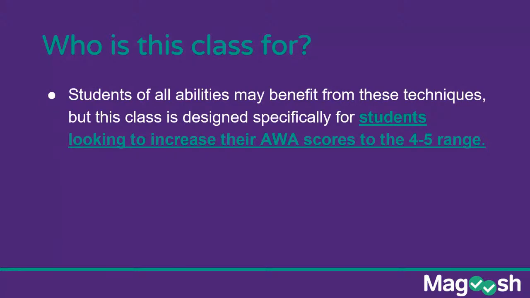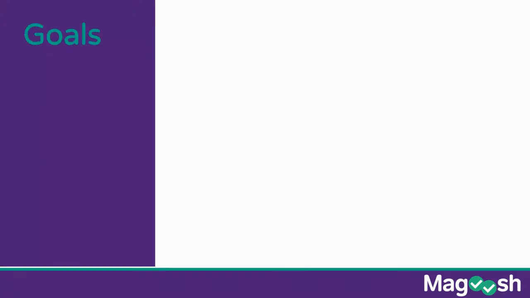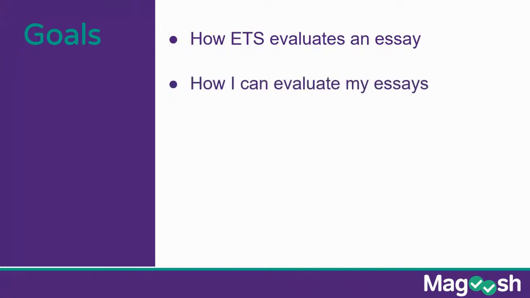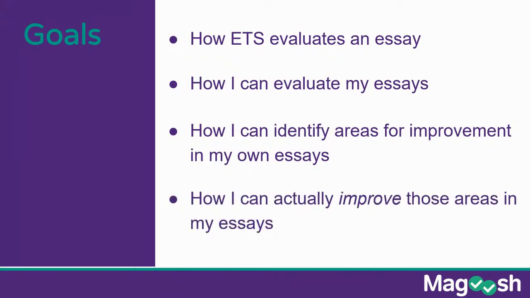But of course, with all things test prep, there is a caveat. Writing a high-scoring essay requires advanced language writing skill, and advanced language writing skills tend to take longer to see improvement. So you want to practice writing as often as possible if you want to see a significant increase in your AWA scores. So our goals for the day, focusing on the argument essay, we're going to talk about how ETS evaluates an essay. We're going to talk about how I, or you, can evaluate your essays. We're going to talk about how you can identify areas for improvement in your essays, and then how you can actually improve those areas that you've identified for improvement in your essays.